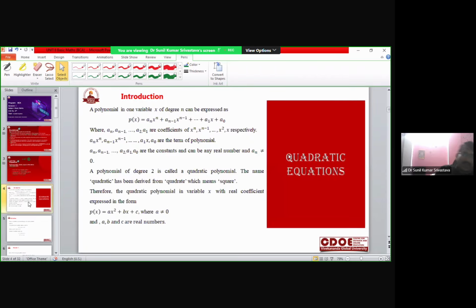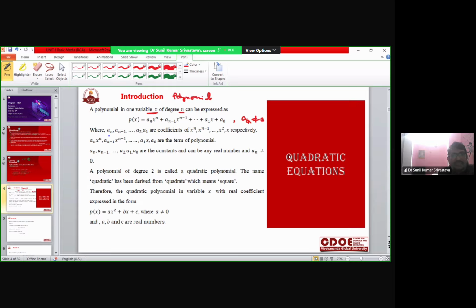Now, first of all, we come to the points from our previous lesson. We discussed polynomial expressions and the meaning of polynomials. Any polynomial expression in one variable x with degree n can be expressed in the form a_n x raised to the power n plus a_(n-1) x raised to the power n minus 1, and so on, with the condition that a_n is not equal to 0.